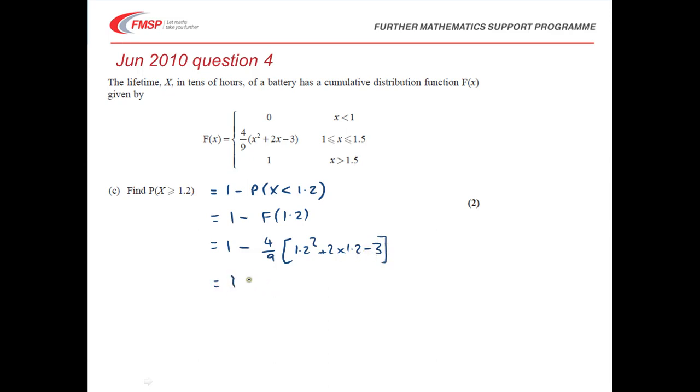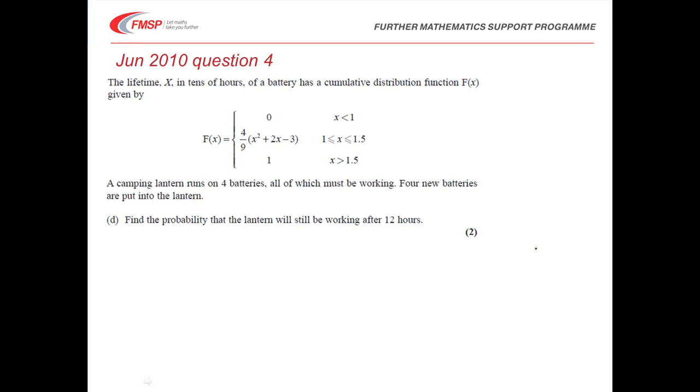So this is going to give me 1 minus 0.3733 if you evaluate that, which is going to give me an answer of 0.627 if you write it to 3 significant figures, which is what we are generally needing to do. So 2 marks for this. You don't get many marks. You get 1 mark for recognizing that it's 1 minus the cumulative distribution function, and of course 1 mark for getting the correct answer, and there is no follow through with that either, so just be aware.